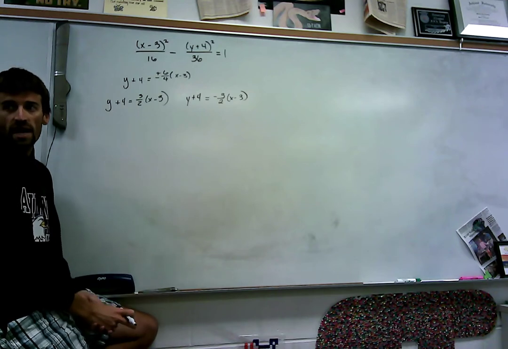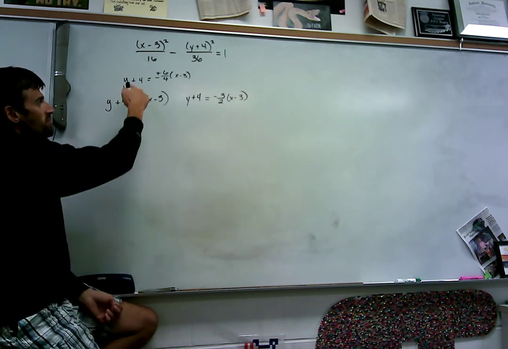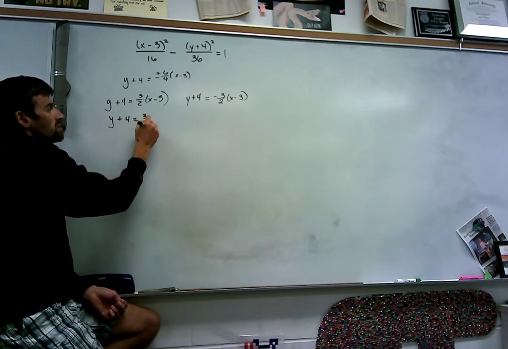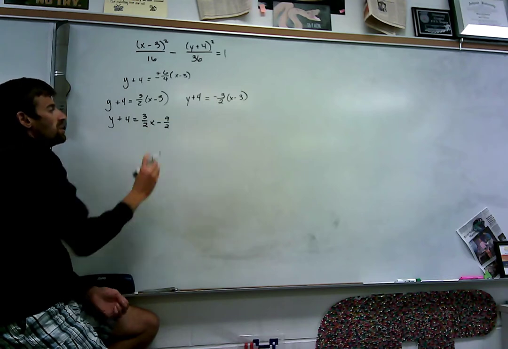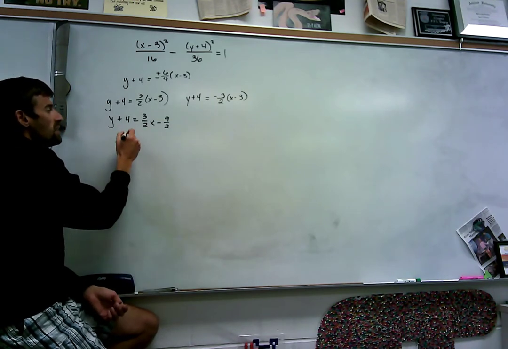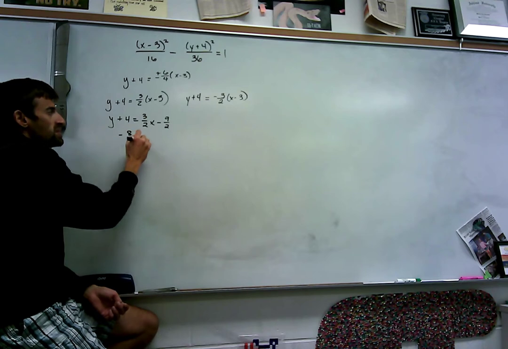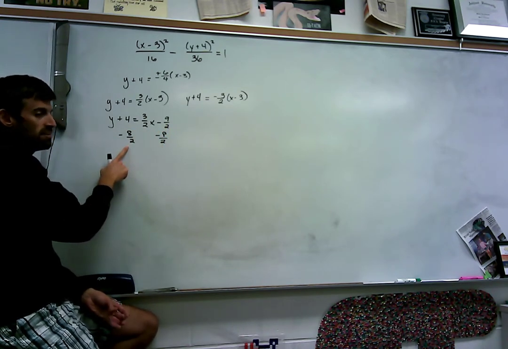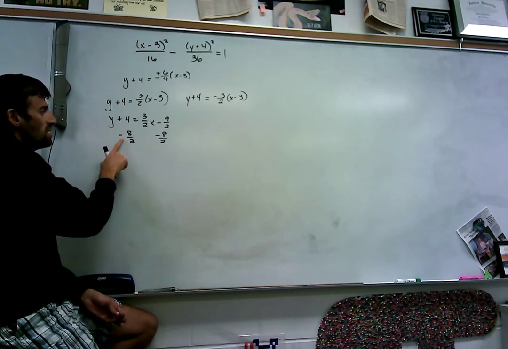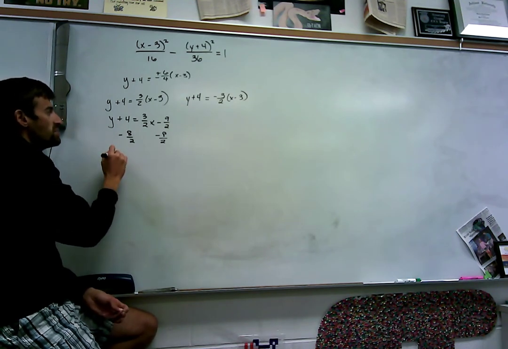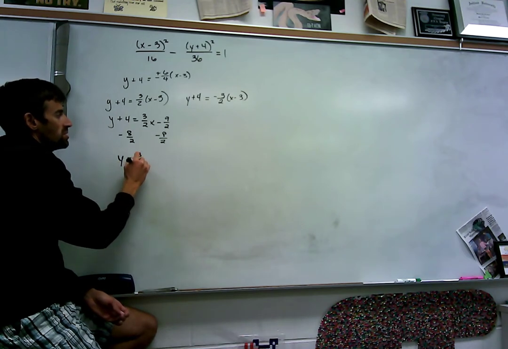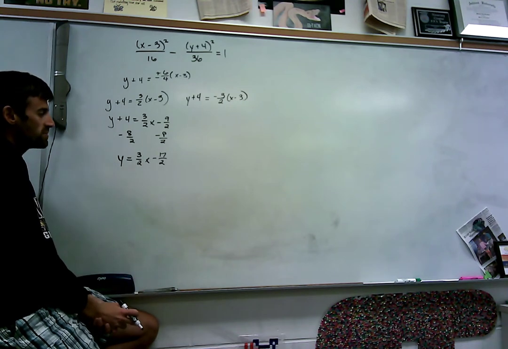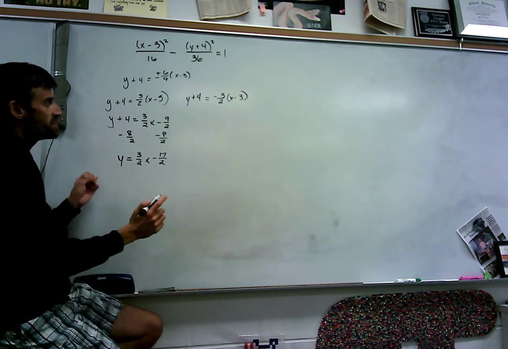So I'm going to have two different asymptote lines. Next thing I'm going to do is distribute this 3 halves. Then I'm going to subtract 8 halves from both sides, just so I can make sure that I get common denominators. So the first asymptote line is y equals 3 halves x minus 17 halves.